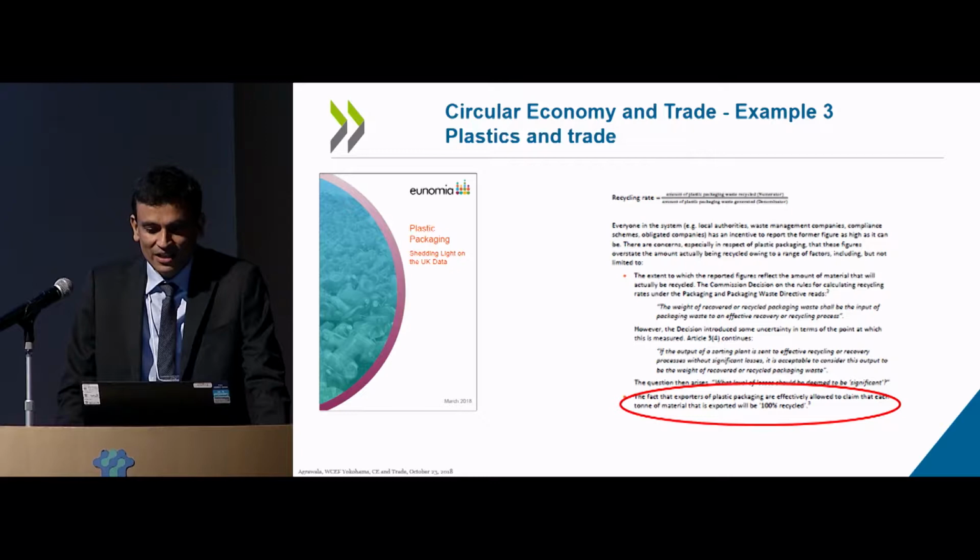It was a fairly technical report, but at the end of one page, they talk about how the recycling rate is calculated, and at the end it notes the fact that exporters of plastic packaging are effectively allowed to claim that each ton of material that is exported will be 100% recycled. And that's one reason why, in some ways, just because of how we account for recycling rates, we might be thinking we're making a lot more progress, because we actually don't know what happens once the material is exported. So this is another issue, I think.